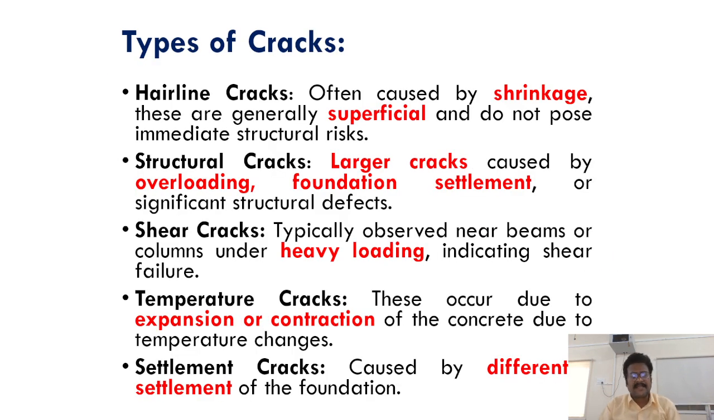What are the types of cracks? The first one is hairline cracks, then structural cracks, shear cracks, temperature cracks, and settlement cracks. Hairline cracks are often caused by shrinkage. They are noticed easily in your infrastructure. There are no big problems because of these hairline cracks.